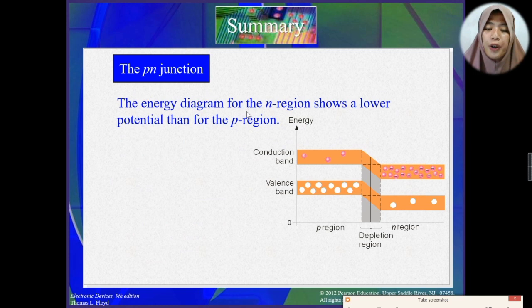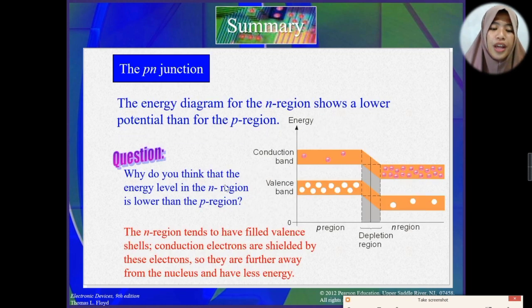The energy diagram for the N region shows a lower potential than for the P region. This is the energy diagram for the depletion region and the PN junction. As you can see, as the diffusion continues, the depletion region is formed, and the N region's conduction band decreases. This is because of the loss of energy of the electrons that diffuse across the junction into the P region.